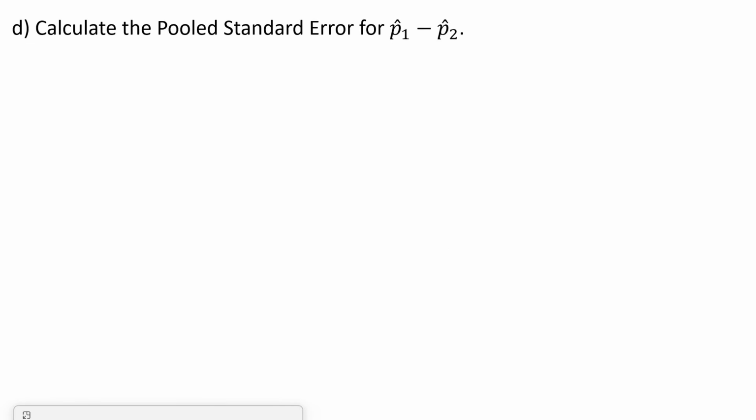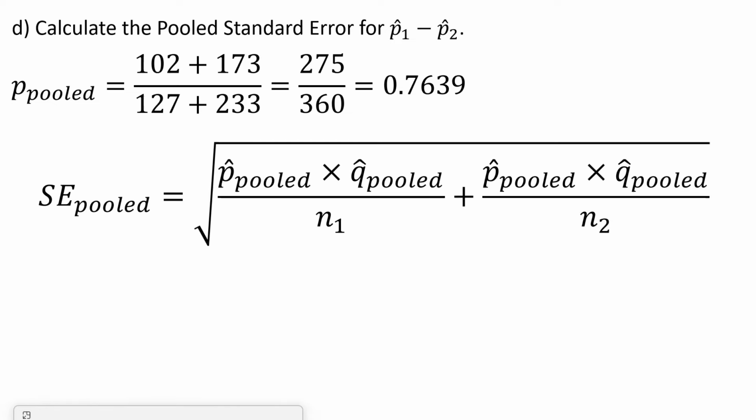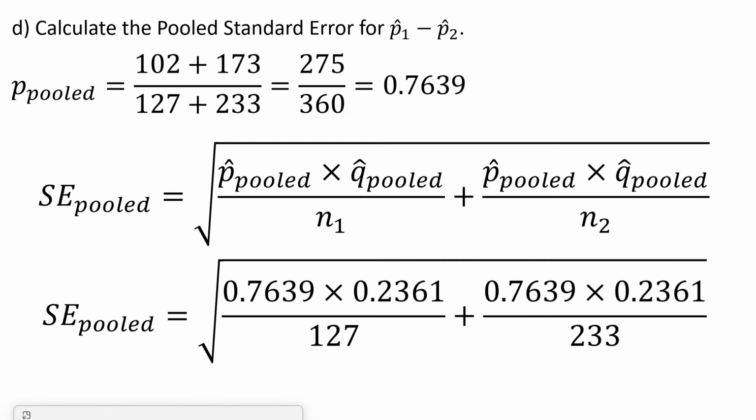And so now we're ready to calculate the pooled standard error using that pooled proportion. And so plugging that in, we get P pooled times 1 minus P pooled over 127, that's the number of dogs, and then plus P pooled times 1 minus P pooled divided by 233, the number of cats in our sample.